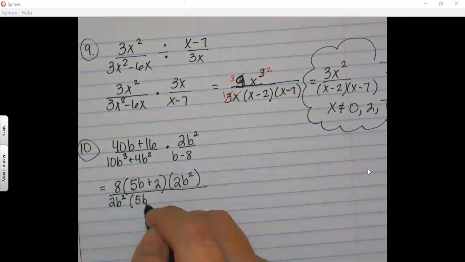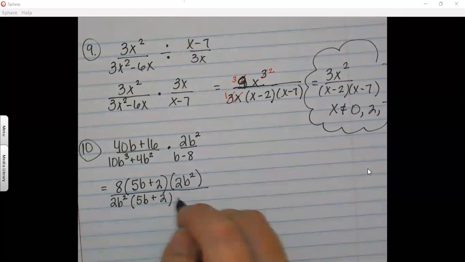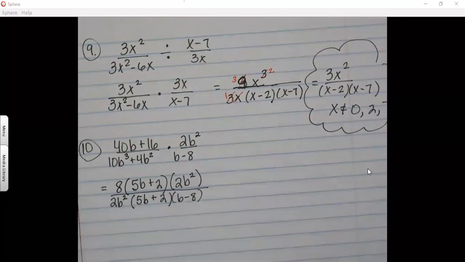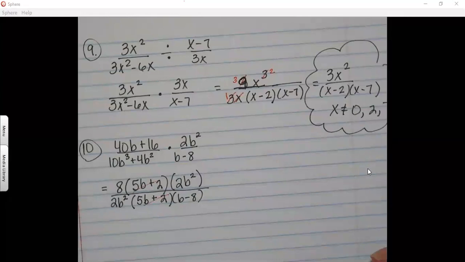So the 5b plus 2 cancels. 8 is a monomial. 2b squared is a monomial. I can reduce that. 2 divides into 2 once. 2 divides into 4, or 8, 4 times. So let's see what that gives me.